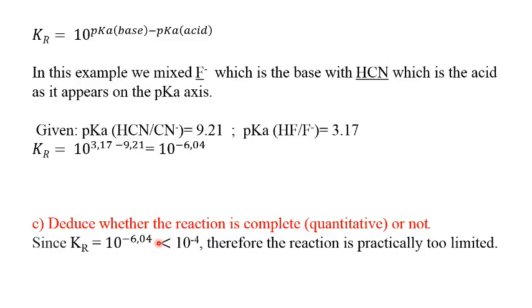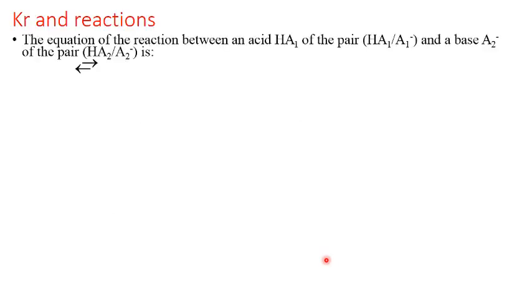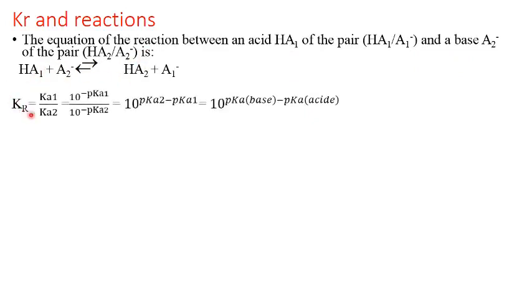So this is about Kr and how to make use of the Kr result in order to determine the reaction, whether it is, as we said, limited or quantitative. Here we have to generalize it. What do I have to say? The equation of the reaction between an acid, any acid HA1, and the base A2 of the pair is the following. So here, in all cases, Kr is equal to Ka1 over Ka2. But pay attention, you cannot use this one unless you determine it in the way we did it previously.